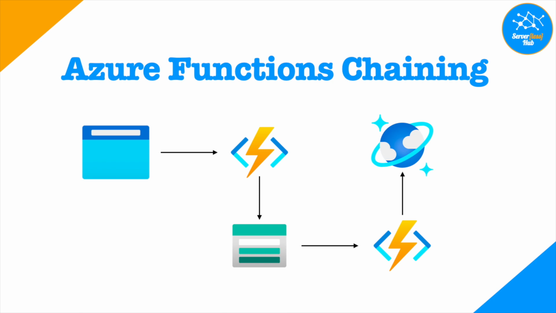We will have two Azure functions. The first function will be triggered by an HTTP request. The second function will have a blob storage trigger, and we will chain them using a storage account. The second function will be triggered when the first function persists data into the storage account. Finally, the second function will persist the data into Cosmos DB.